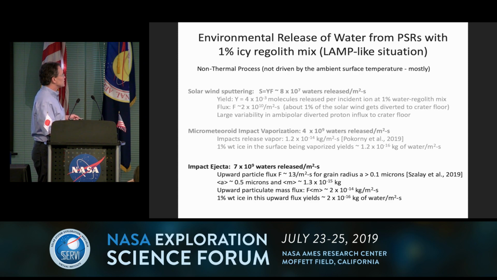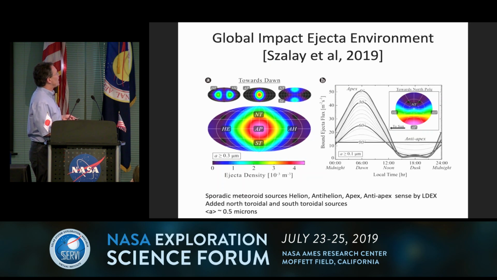And Jamie Soleil just actually did some modeling, and even though LADEE didn't get up at the poles, he looked at micrometeoroid sources, sporadic meteoroid sources at the poles, and found that you could get a flux of about 13 ejecta particulates per meter squared per second. And the average size of these grains are actually about a half a micron, actually kind of the layer that we're looking at with LAMP, giving an upward flux that you can calculate here, about 7 times 10 to the ninth waters released per meter squared per second for a 1% icy regolith.